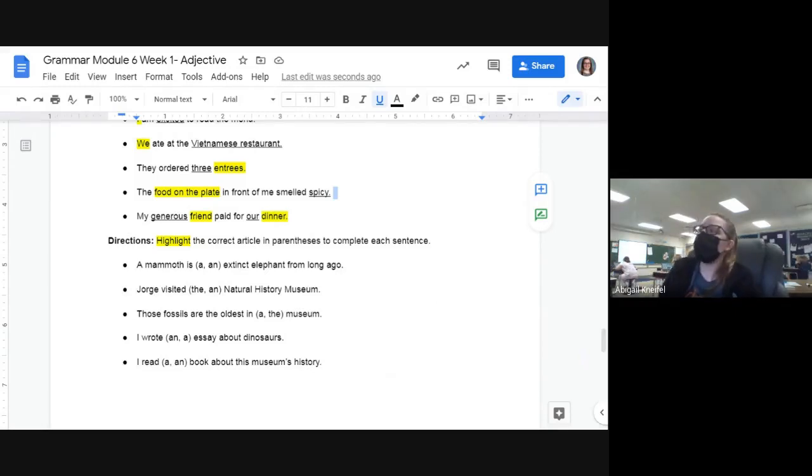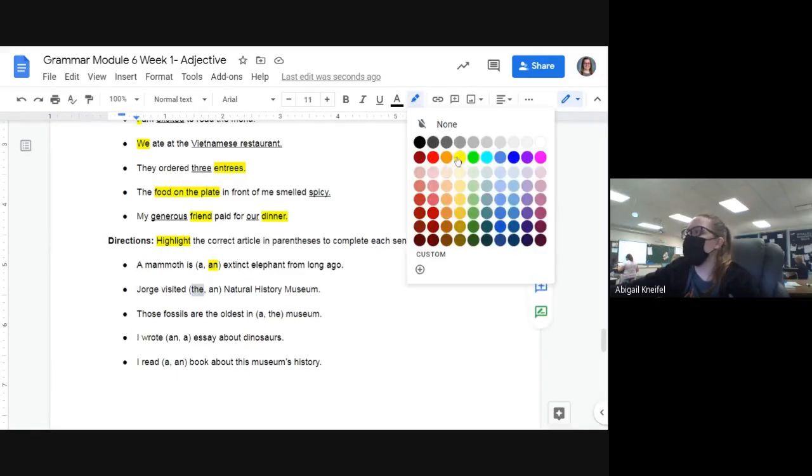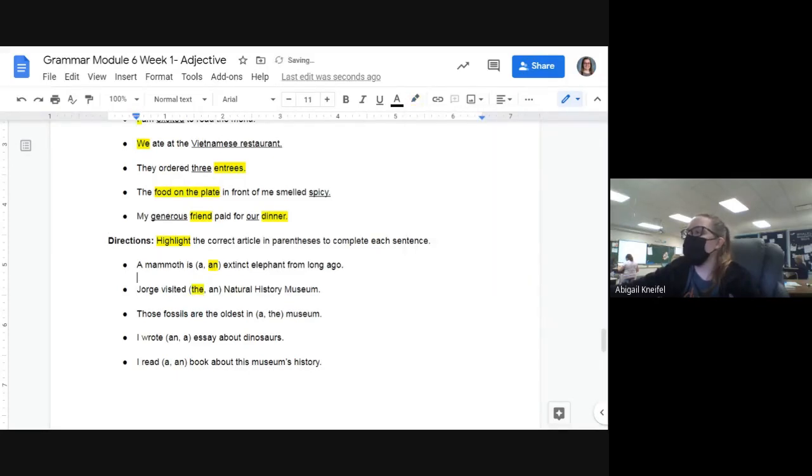The next one, all you have to do is highlight the correct article. That's it. Nothing crazy. So, a mammoth is blank extinct elephant from long ago. Is this A or AN, everyone? AN, because extinct starts with an E. George visited the Natural History Museum or an Natural History Museum, everyone? The, because we're talking about a specific museum. Those fossils are the oldest in a museum or in the museum. The.